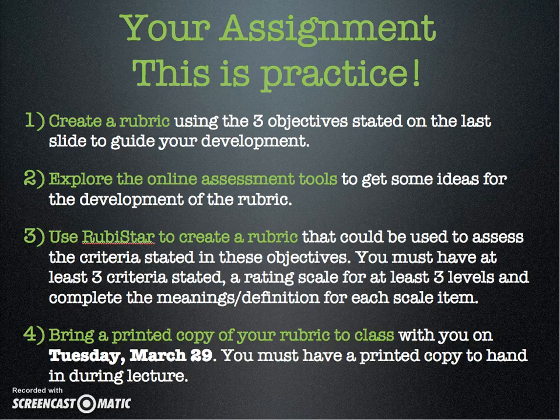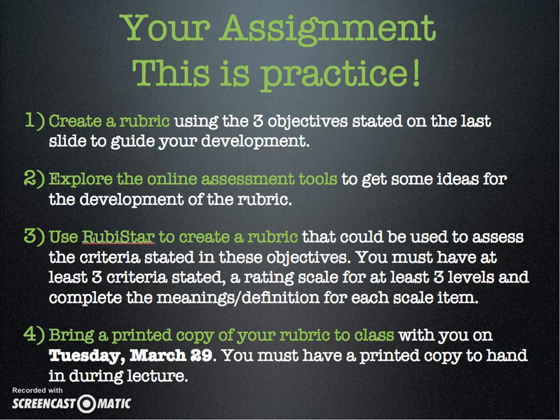Now, what do you have to do? What I'd like you to do is to create a rubric using the 3 objectives stated on the last slide to guide your development. You guys, step 9 of the flipped lecture is a PDF file of these slides, okay? So all that step 9 is, is that PDF, okay? Number 2, do explore these online assessment tools to get some ideas for the development of the rubric. Again, it's going to be on habitat. I showed you some. You can look at some examples. You guys, you can't just copy, okay?